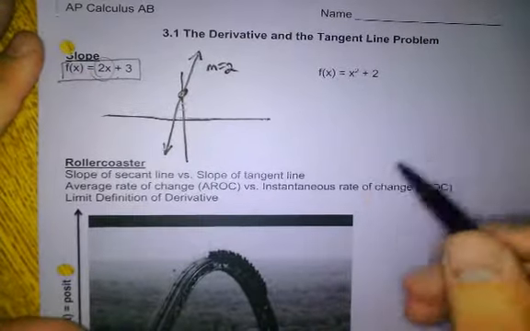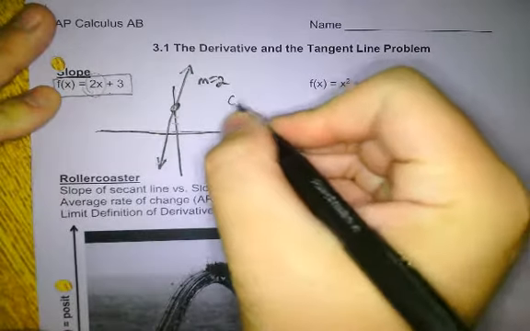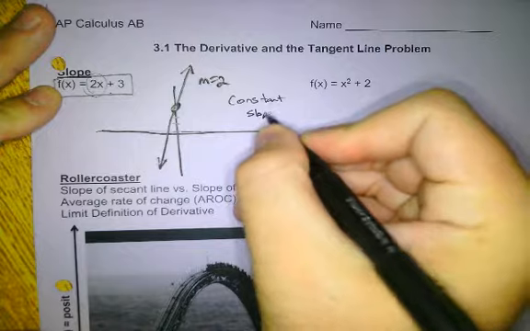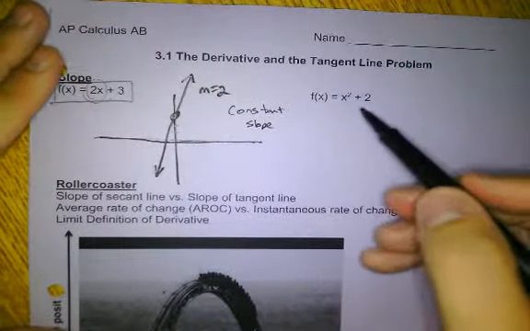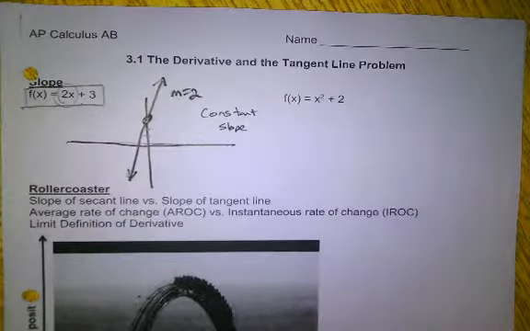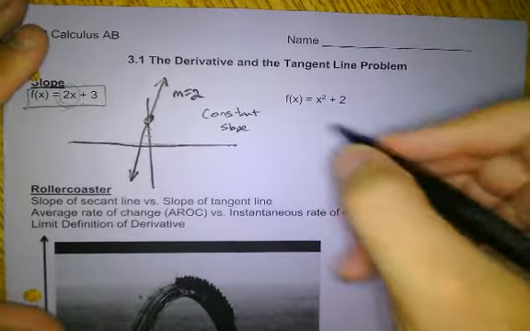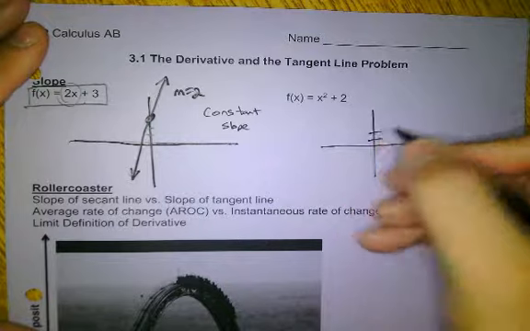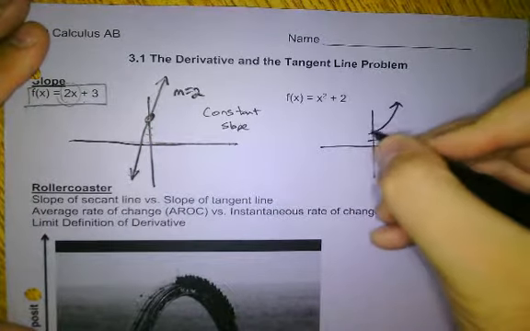Not at all. Okay. So this slope is constant. So this is a constant slope. What shape is this guy right here? It's a parabola. Alright. It got shifted up too. It's a parabola.